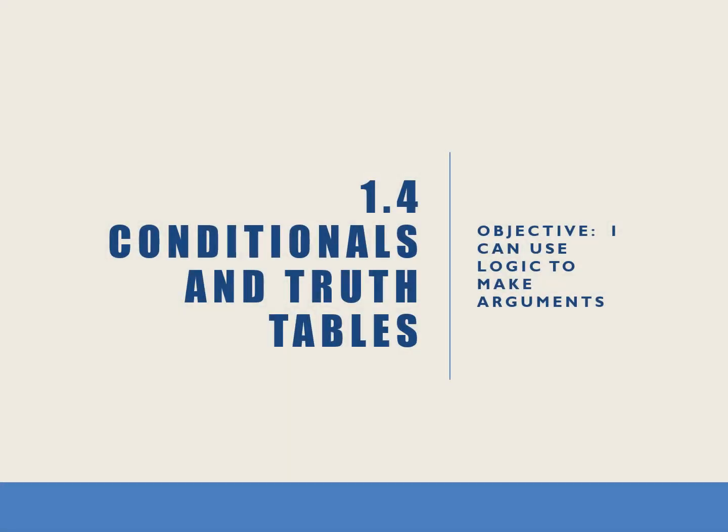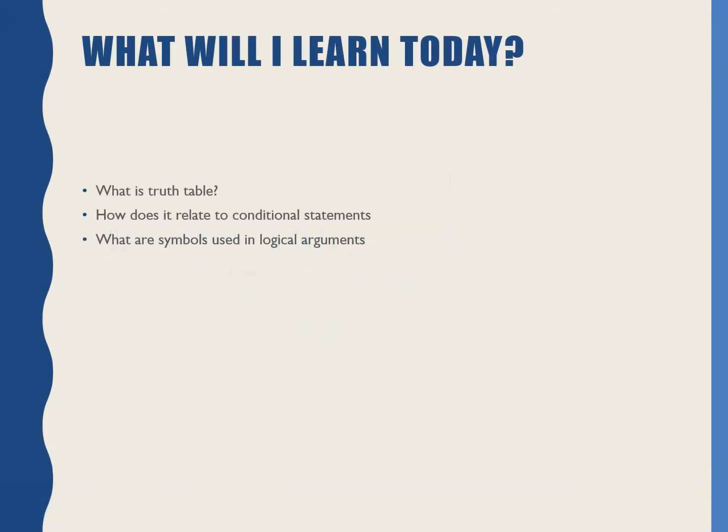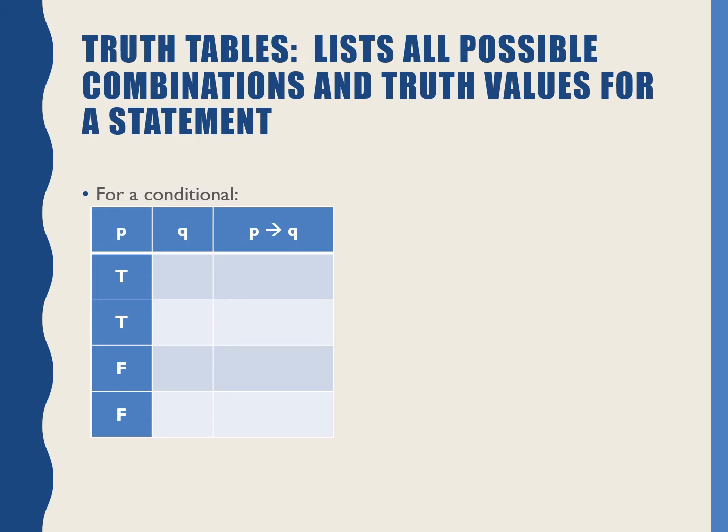Today we're going to talk a little bit further about conditionals, but we're going to add what we call truth tables into those conditionals. So we're going to learn what a truth table is, how it relates to conditional statements, and what are some more symbols used in arguments.